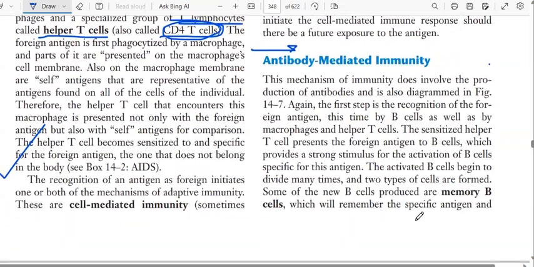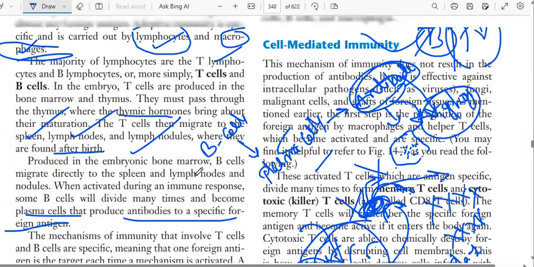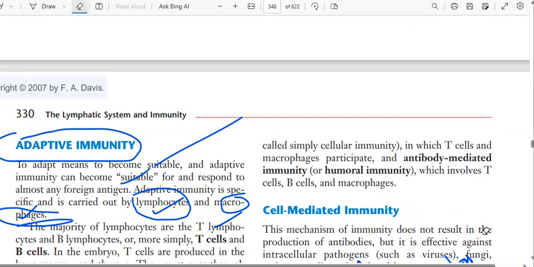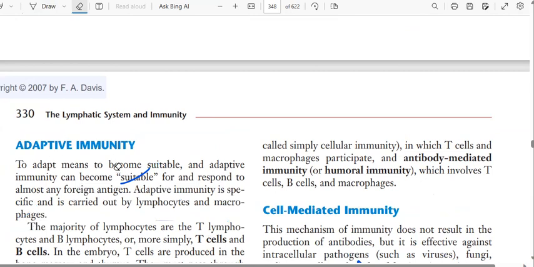Okay, the recognition of antigen as foreign initiates one or both of the mechanisms of adaptive immunity. They are called cell-mediated immunity, in which T cells and macrophages participate, and antibody-mediated immunity, which involves T cells, B cells, and macrophages. So basically, this is the first step. Okay, you have to remember that.